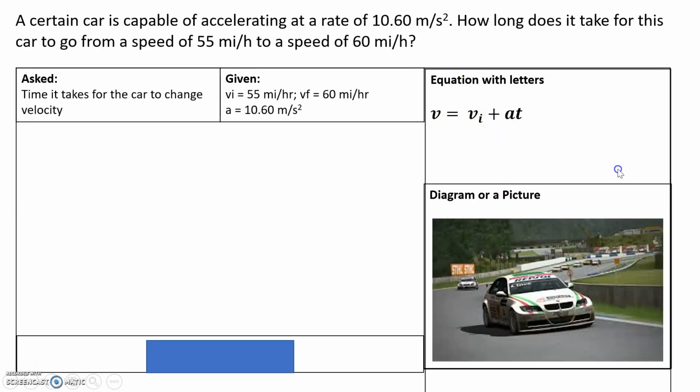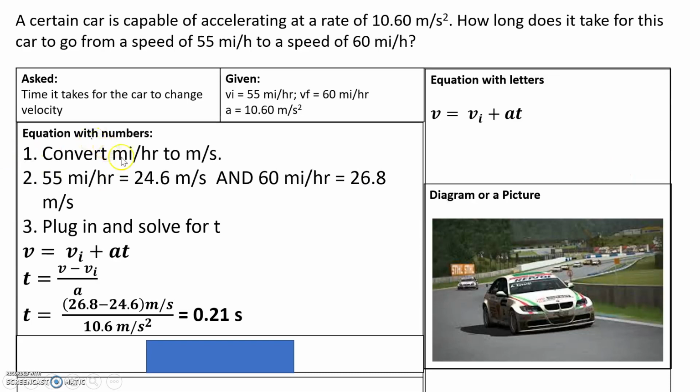Alright, so let's get to business. Notice that the units are different in this problem. We have the speed, which is in miles per hour, and we have the acceleration, which is in meters per second. Now in AP Physics 1, for distance and for time, we always use meters and seconds. So we need to rewrite the speed in terms of meters per second.